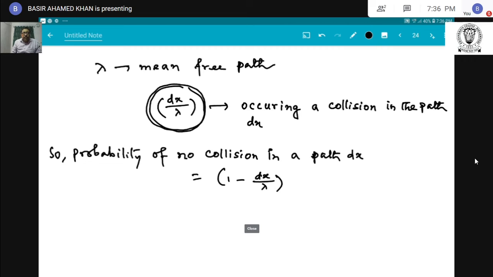I repeat the point again. If lambda be the mean free path, then the probability of occurring a collision in the path dx is dx by lambda. So the probability of no collision in a path dx equals 1 minus dx by lambda.